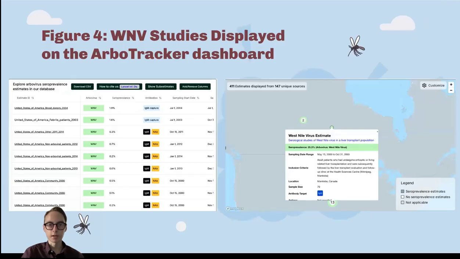Pictured here is the ArboTracker dashboard, where arbovirus seroprevalence data are publicly available. Users are able to filter by pathogen, sample frame, as well as region of interest to explore and compare seroprevalence estimates for various arboviruses.